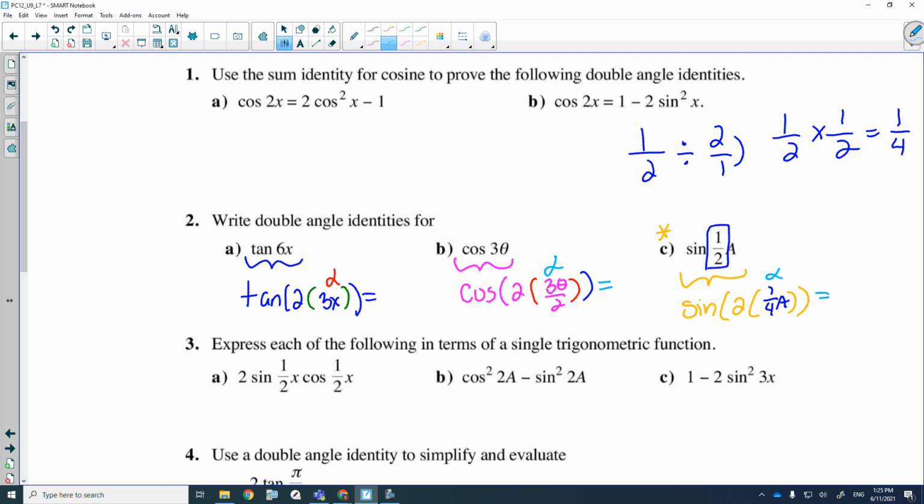You now have the form for the double angle of sine, and you just now need to plug in, using your identity for the double angle of sine. Okay, that's all I'm going to show you, and hopefully that explains it.